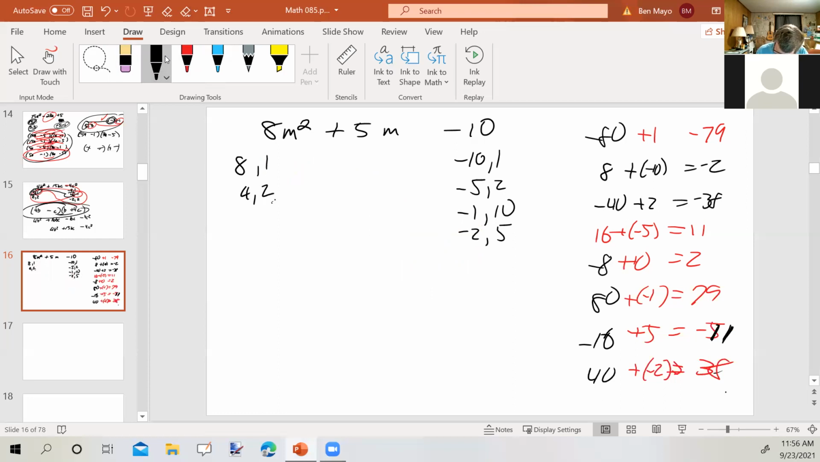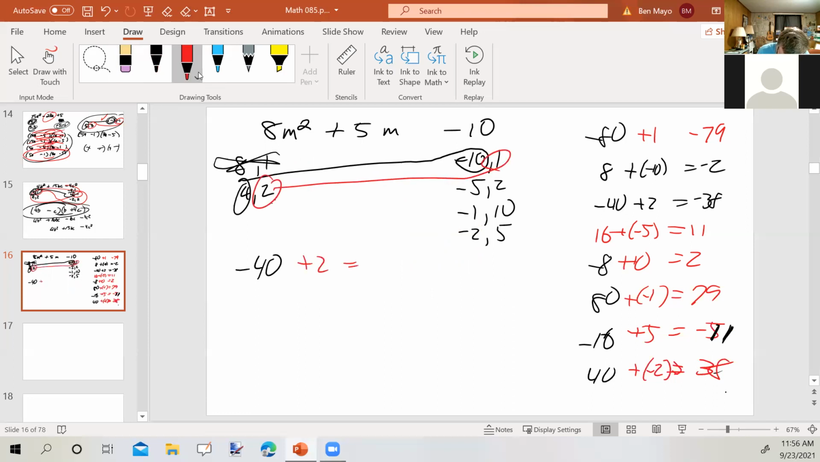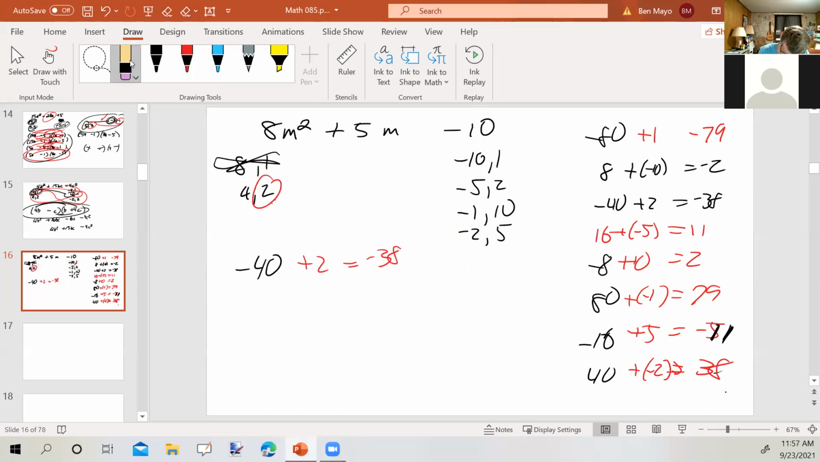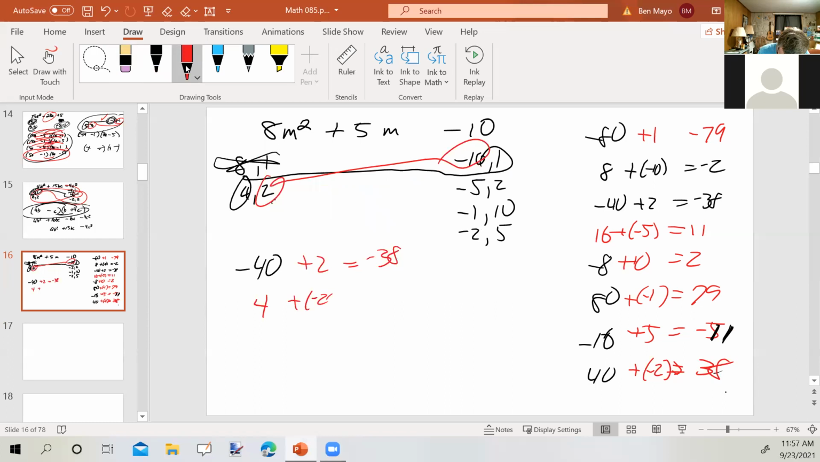So we've eliminated 8 and 1. It didn't work with any of those. None of them gave us 5. So now let's do the 4 and the 2. Okay. 4 times negative 10 is negative 40. 2 times 1 is 2, and that's negative 38. That doesn't work. Four times 1 is 4. 2 times negative 10 is negative 20, so that's negative 16. That doesn't work. So I basically eliminated that one now.